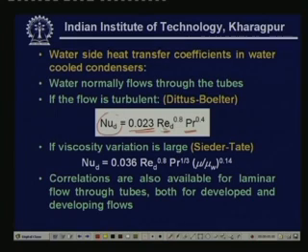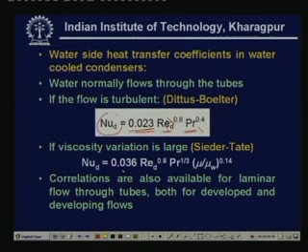And as I said, Re is the Reynolds number and Pr is the Prandtl number, and this Re, that is Reynolds number and Nusselt number, are based on the internal diameter of the tube. This can be used most of the time, but if viscosity variation is large, then one can use the Sieder-Tate equation which gives better accuracy.